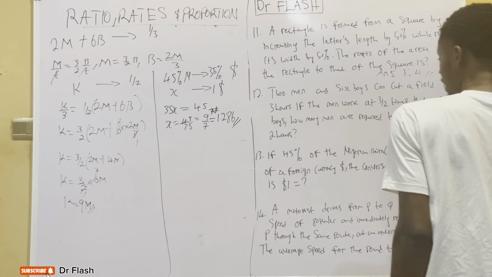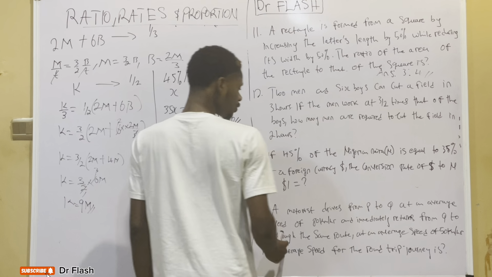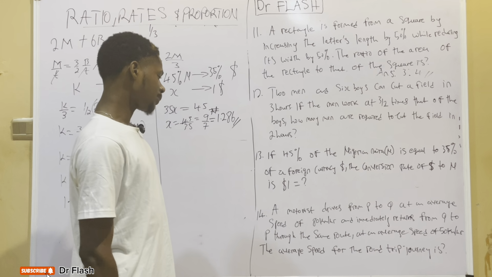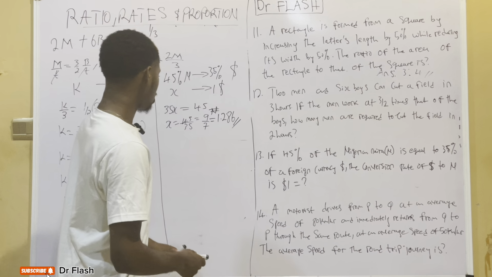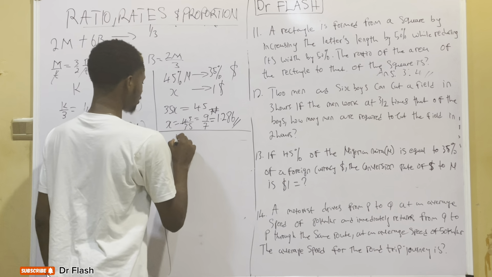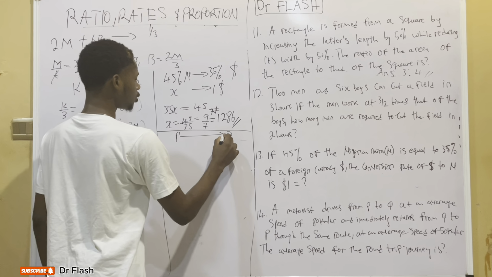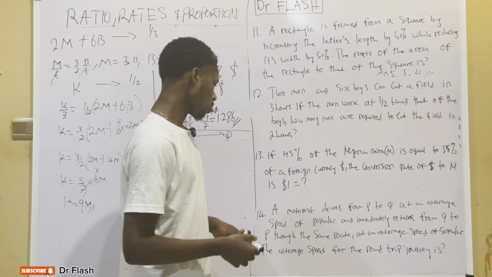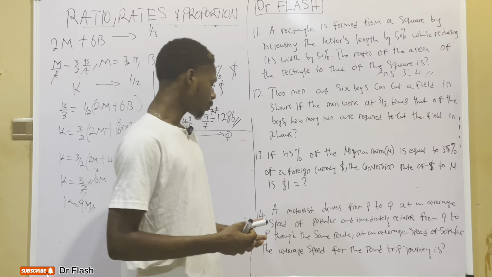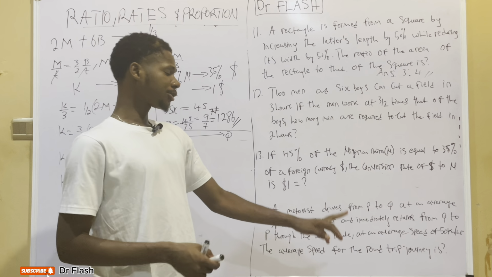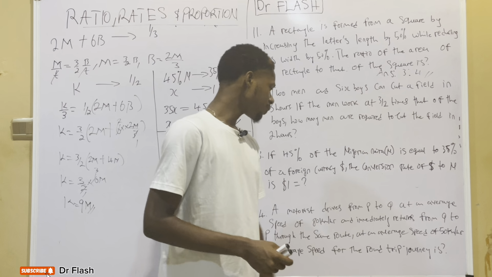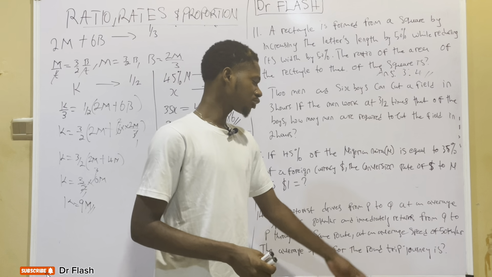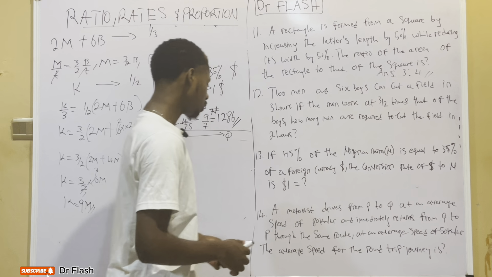Now the last question on our list, question 14, says a motorist drives from P to Q at an average speed of 80 kilometers per hour. So between P to Q, you drive at an average speed of 80 kilometers per hour. And immediately returns from Q to P through the same route, at an average speed of 50 kilometers per hour. The average speed for the round trip journey is, now let's do that.